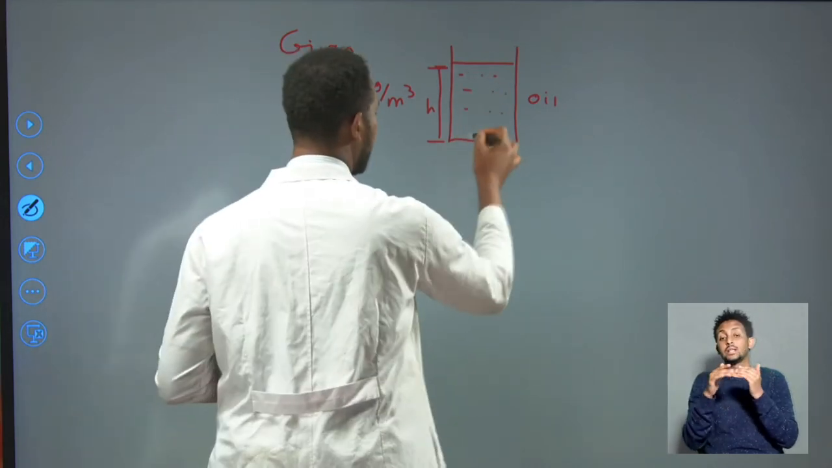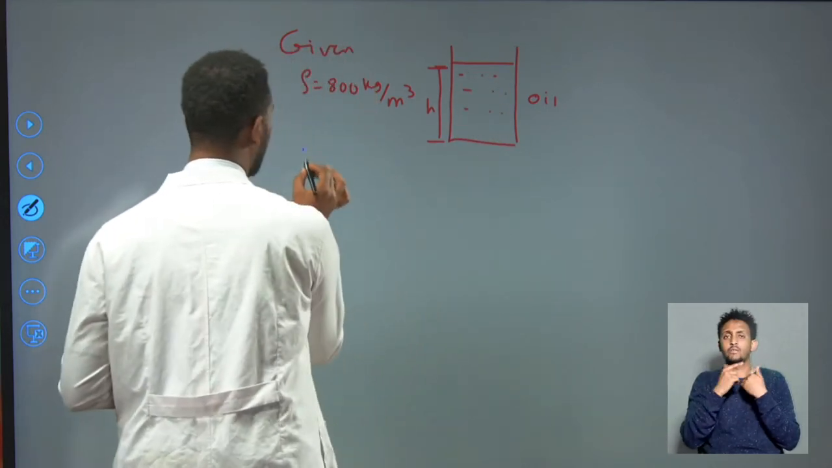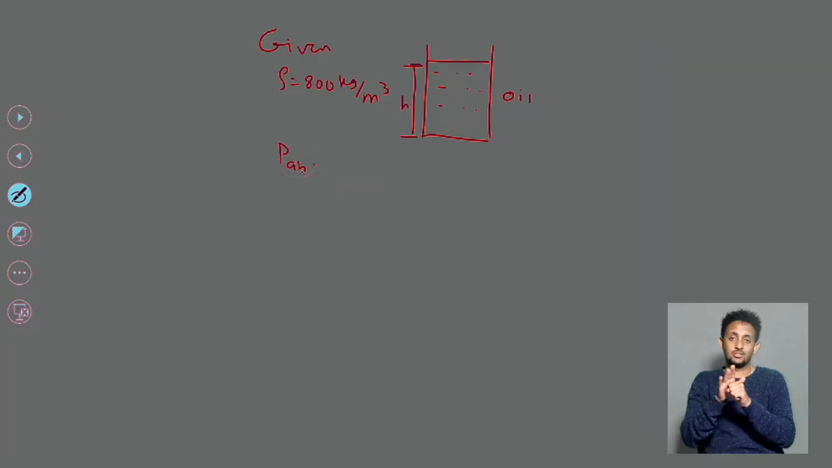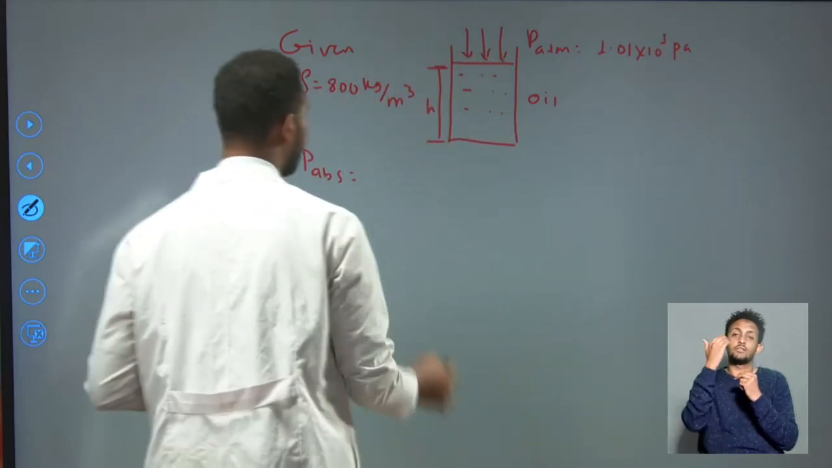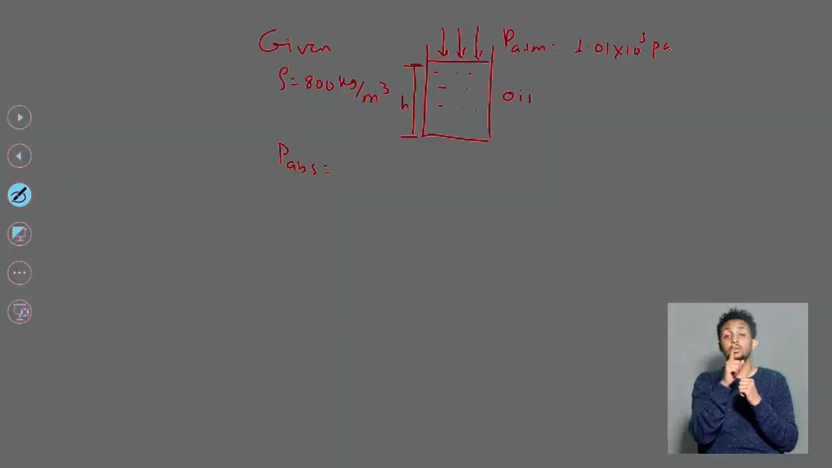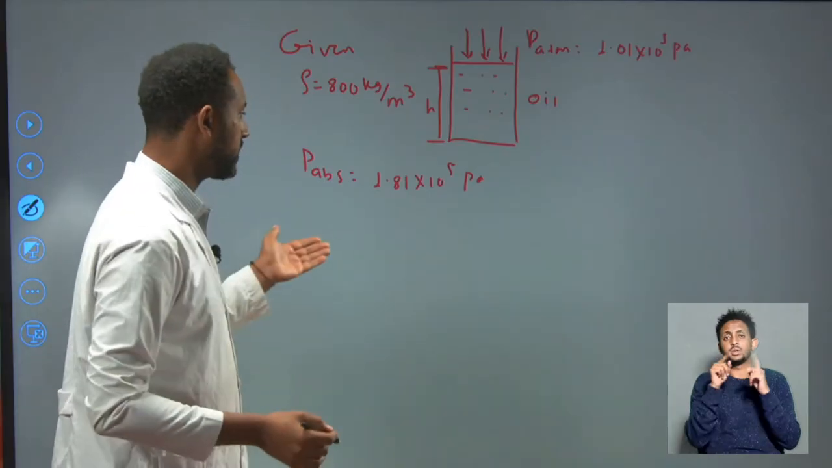At the base of the container, we do have absolute pressure. Above that, there is atmospheric pressure. The atmospheric pressure is also given to be 101 kilopascal, or 1.01 times 10 to the power of 5 Pascal. The absolute pressure at the base of the container, it says 1.81 times 10 to the power of 5 Pascal. Okay, these are the given quantities.